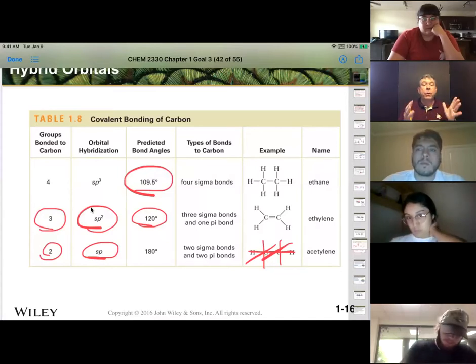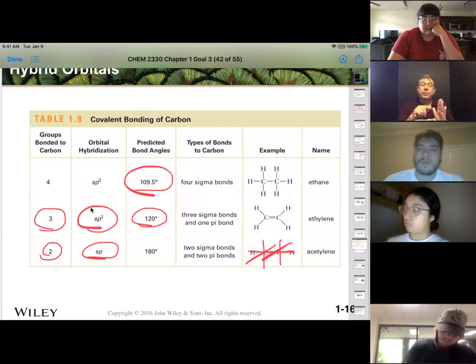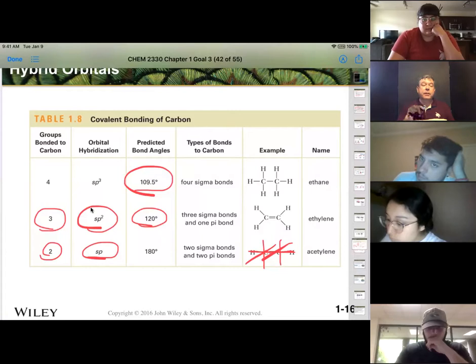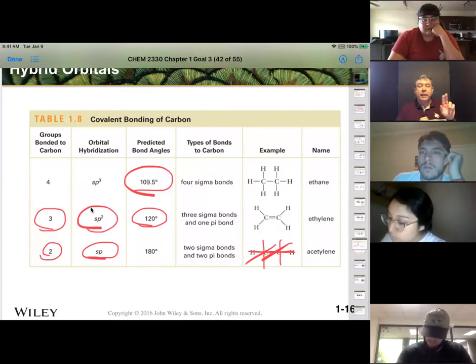So 4 bonds, think of it as s has a 1 on it. So sp3 is a total of 4 orbitals to bond equally. For sp2, s has 1 and p has 2, so that's 3 equal orbitals. And sp gives us 2 equal orbitals. So that's one way to help remember as well.